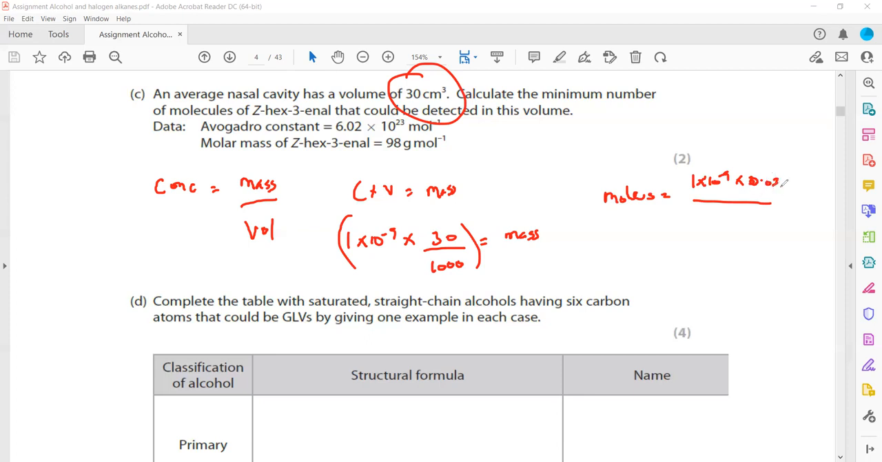And divided by molar mass. So molar mass is equal to how much? It is 98. So we'll divide by 98. This will give us the moles.